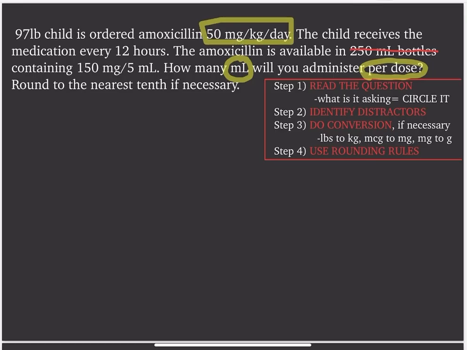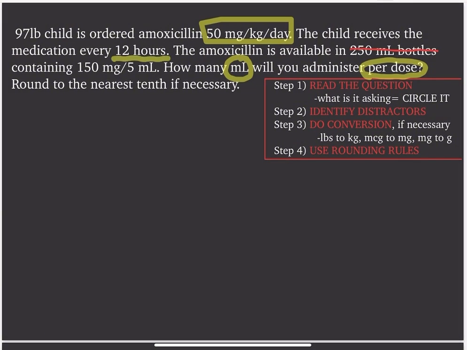We are going to put a box around our hub because this is where you're going to receive all your information. The child receives it every 12 hours. We will use that because we need to know how many doses they are receiving. And 150 milligrams for every 5 milliliters. We need that because we need to convert the milligrams to milliliters.